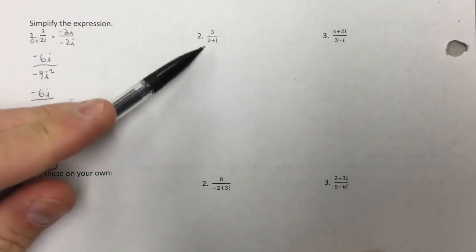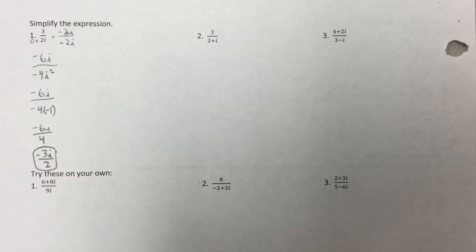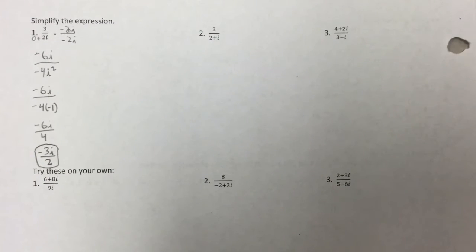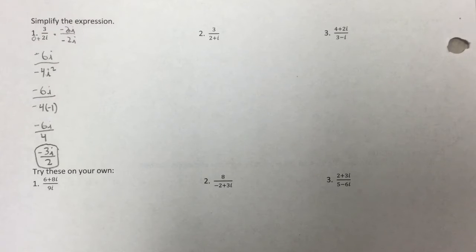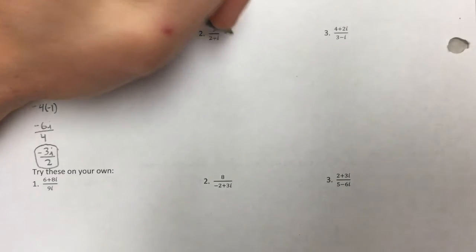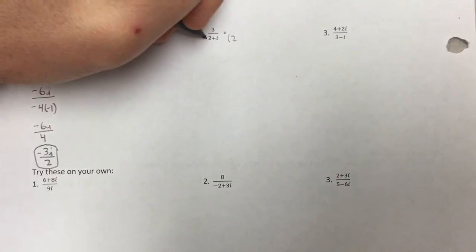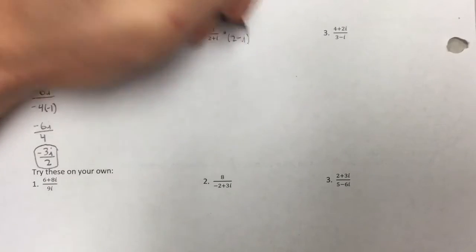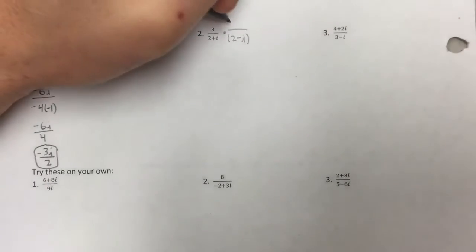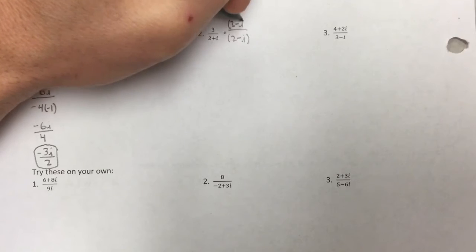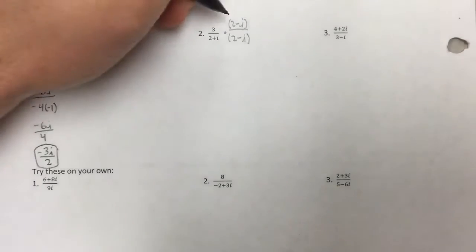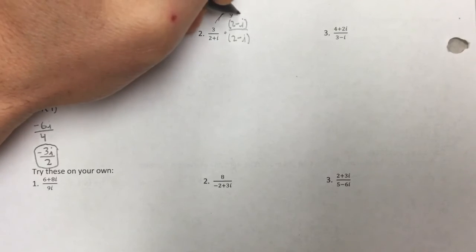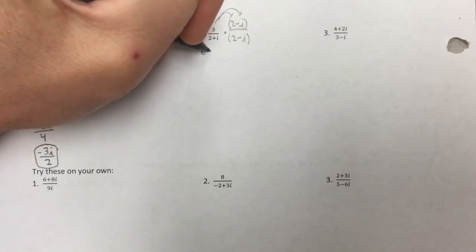All right, so here's where we have a binomial in the denominator. So this is where we would multiply by the complex conjugate, as always. So our complex conjugate now would be the real number part stays the same, 2, but minus i. And then times 2 minus i. Again, you're multiplying top and bottom by that complex conjugate. And now I'm going to have to distribute here on the top. So that would give me 6 minus 3i.